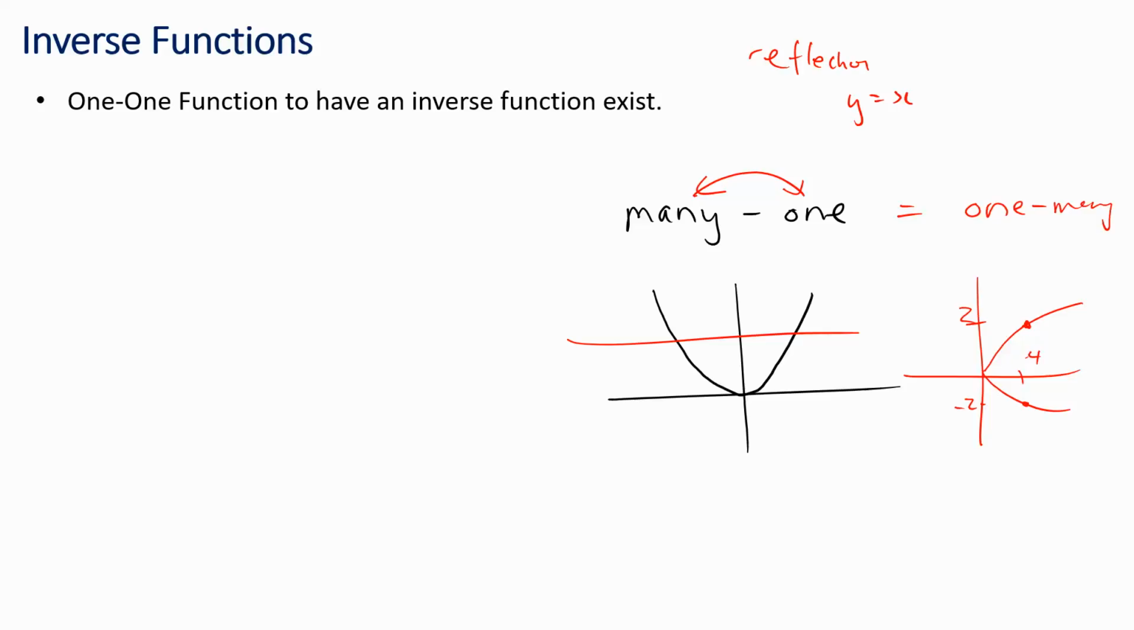So that's why a many-to-one, even though it's a function, doesn't have an inverse function. So why is one-to-one the only one? Because if you swap the x's and y's, it's still a one-to-one. That's why the inverse exists.